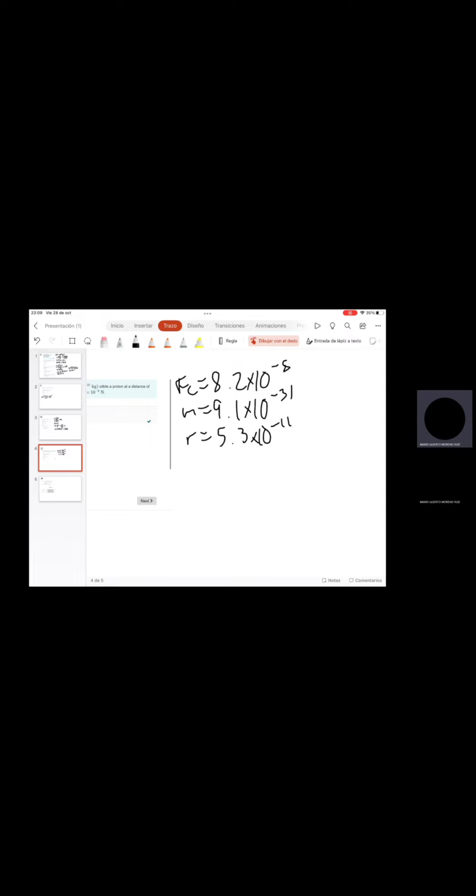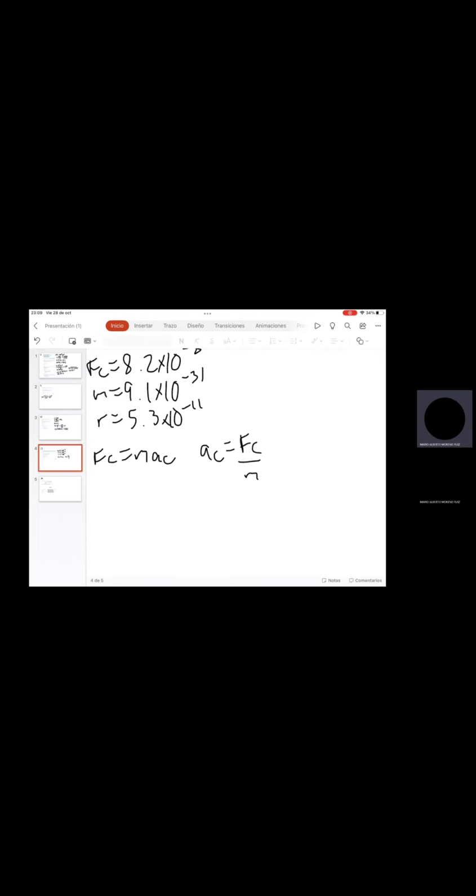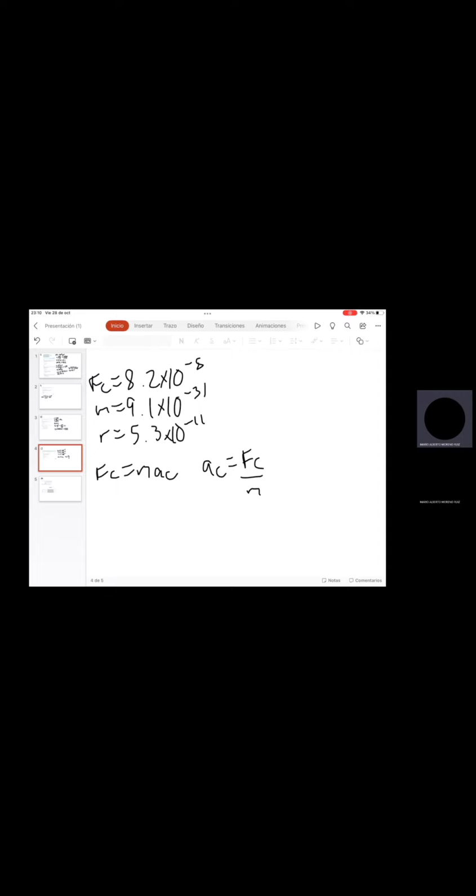With this information, we can get the acceleration, for example, because we know this formula. So we just have to do this to get the acceleration that will be important for us later in the search for the frequency. Doing this calculation, we will get as a result 9.01 times 10 to the 22.